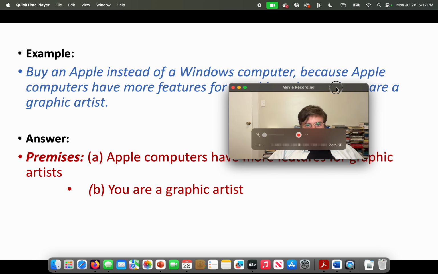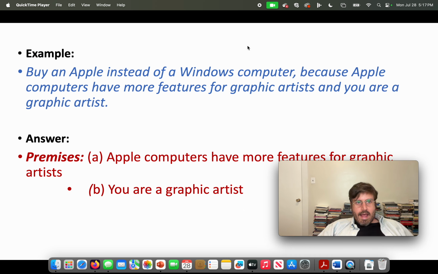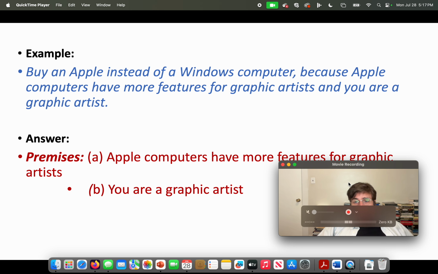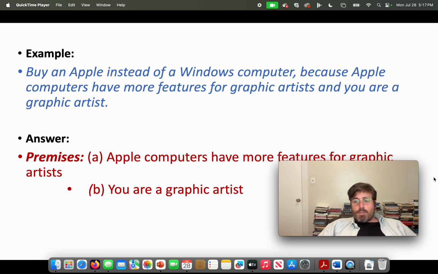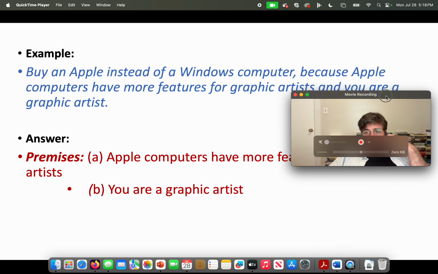This premise occurs in this clause, right? Apple computers have more features for graphic artists. And then premise B, you are a graphic artist. Okay, so I want you to notice something here. The premises in this argument are actually being offered after the conclusion. The premises are actually being supplied after the conclusion is stated. So arguments can come in that order, right? The conclusion does not have to come last.